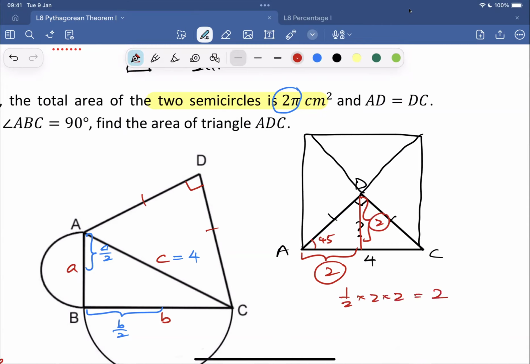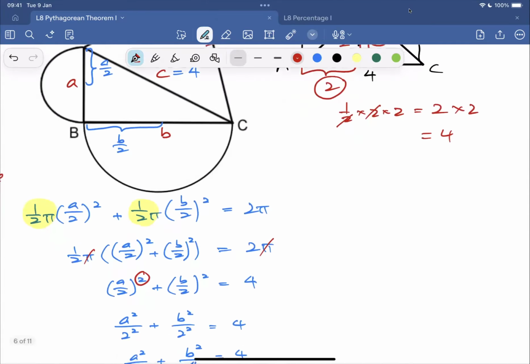Yeah. Then you get 2, right? But 2 is only half. It's only half. So you need to times 2 again. Then you get 4. Very good. Now what did Breven do?